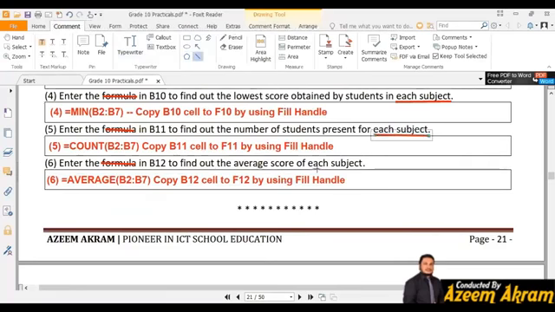Anyone having additional doubt in Excel? If there is any doubt, you can ask. Anyone having additional doubt in Excel? Are all clear with what I taught up to now?